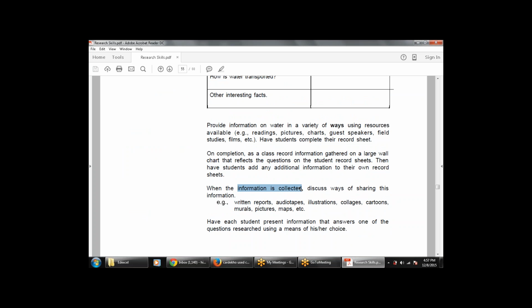When the information is collected, discuss ways of sharing the information, for example the written report. These are various examples by which the information is shared and discussed in various forms, for example written reports, audio tapes, illustrations, collages, cartoons, murals, pictures, maps, etc. We are going to discuss how we can share the information.